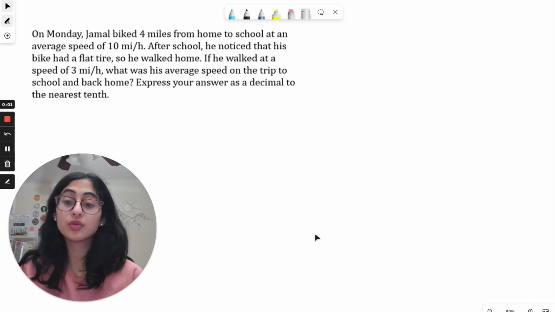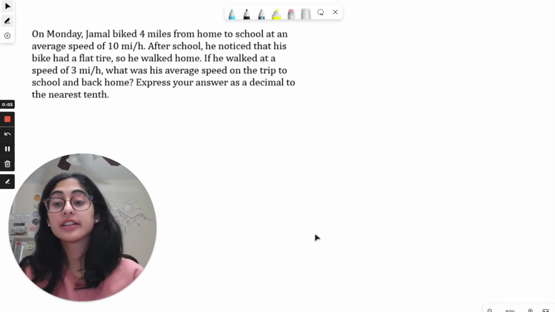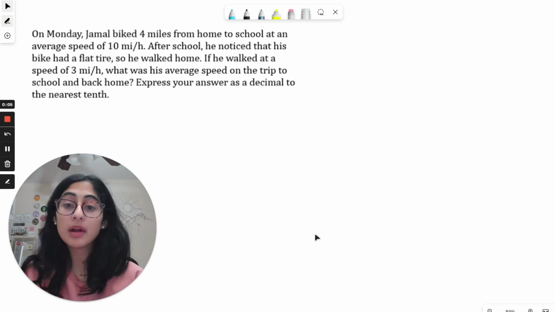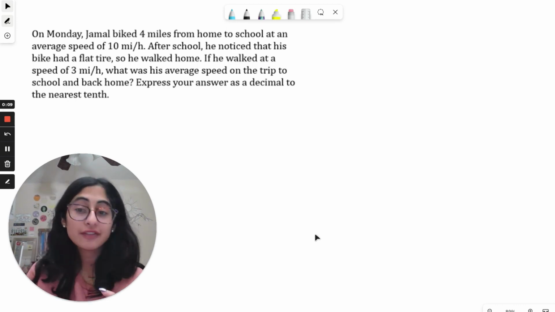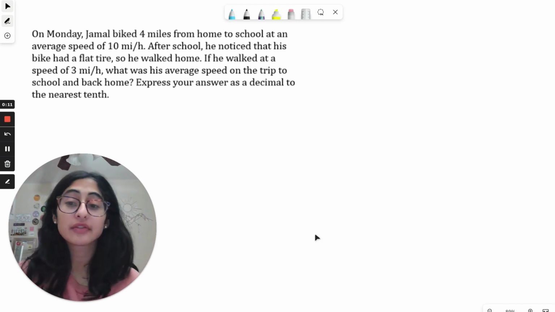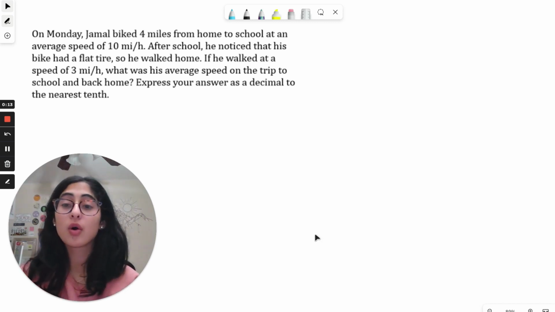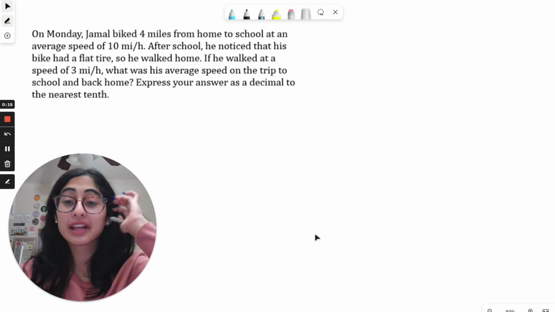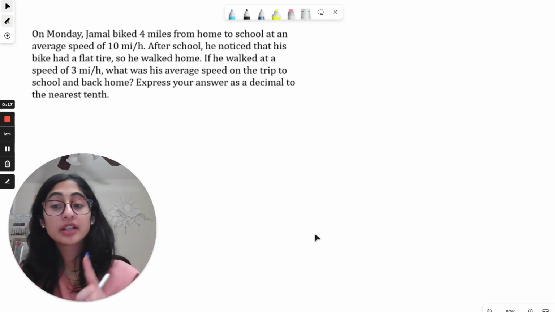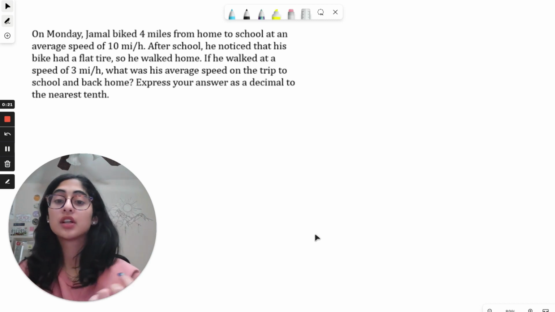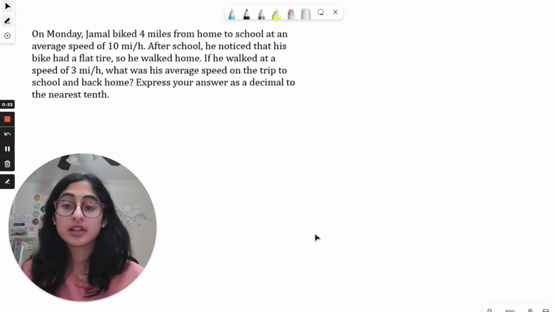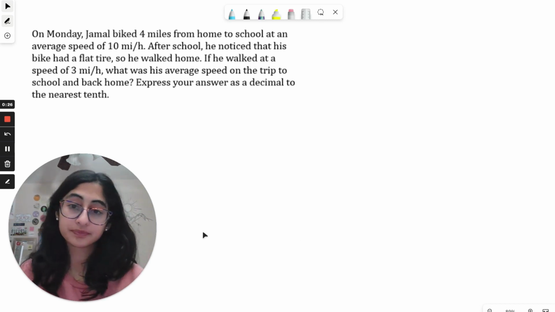Alright, so this is question 2 on the week 2 MATHCOUNTS handout, and it says on Monday, Jamal biked 4 miles from home to school at an average speed of 10 miles per hour. After school, he noticed that his bike had a flat tire, so he walked home for 4 miles. This poor kid. But if he walked home at a speed of 3 miles per hour, what was his average speed on the trip to school and back home? And again, it says to express our answer as a decimal to the nearest tenth.